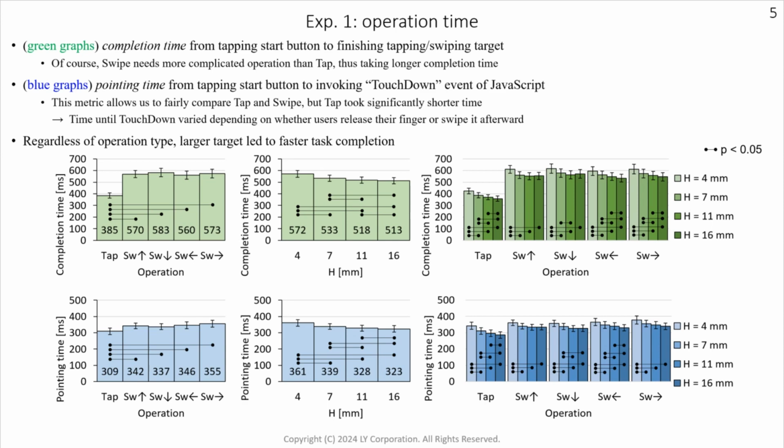The second category is pointing time, which is from tapping the start button to the touchdown event in the target. This means that the pointing time fairly compares the time taken to contact with the screen. However, surprisingly, tapping resulted in the shortest time. And for both operation types, larger targets resulted in a quicker operation. This finding is consistent with previous studies on tapping.